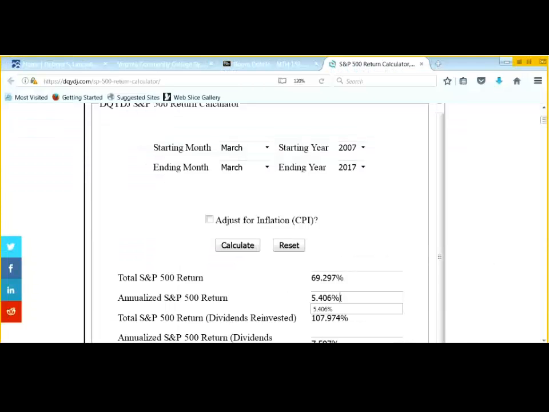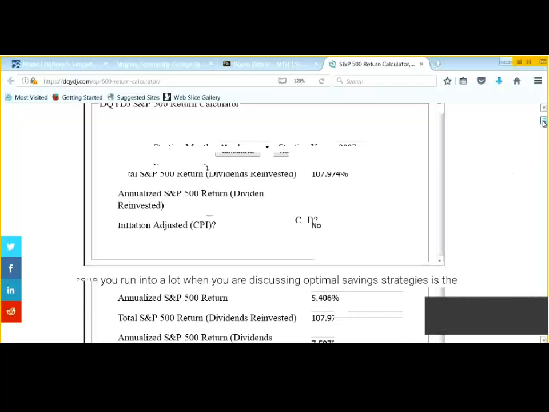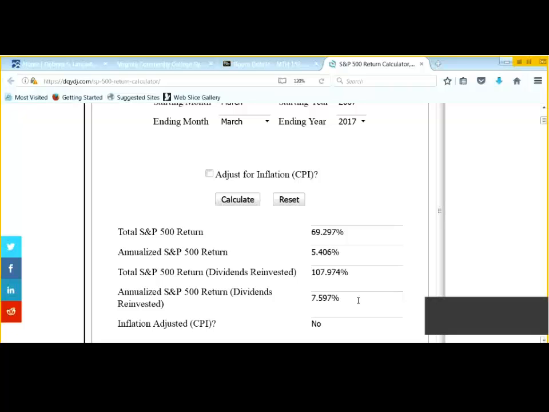So here there's 5.4%. That's if you don't reinvest the dividends. But if you have a mutual fund and you're not retired and you don't need the income, you're trying to accumulate savings, you can see the annualized return on investment is 7.6% when you reinvest the dividends. So that's almost 2 percentage points higher, which is pretty significant.